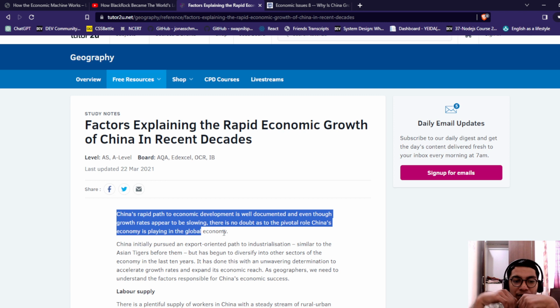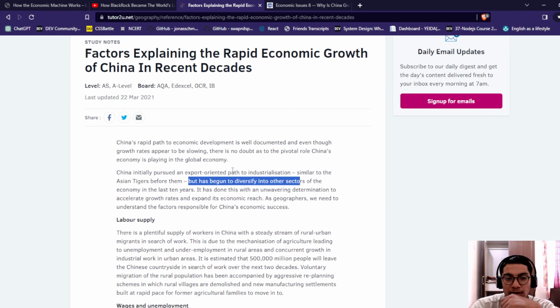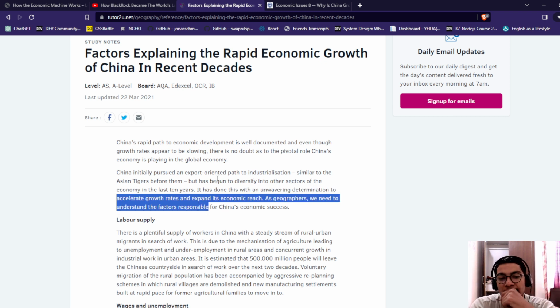China's rapid path of economic development is well documented, and even though growth rates appear to be slowing, there is no doubt about the pivotal role China's economy is playing in the global economy. China initially pursued an export-oriented path to industrialization, similar to the Asian tigers before them, but began to diversify into some sectors of the economy in the last 10 years. It has been done with unwavering determination to accelerate growth rates and expand its economic reach.